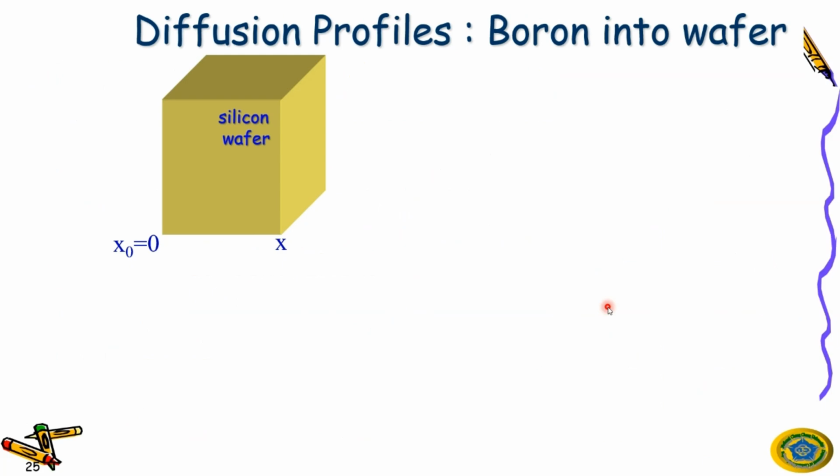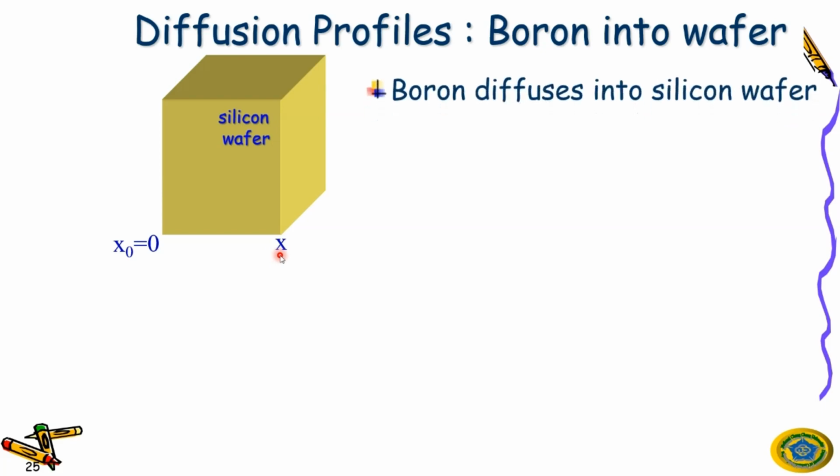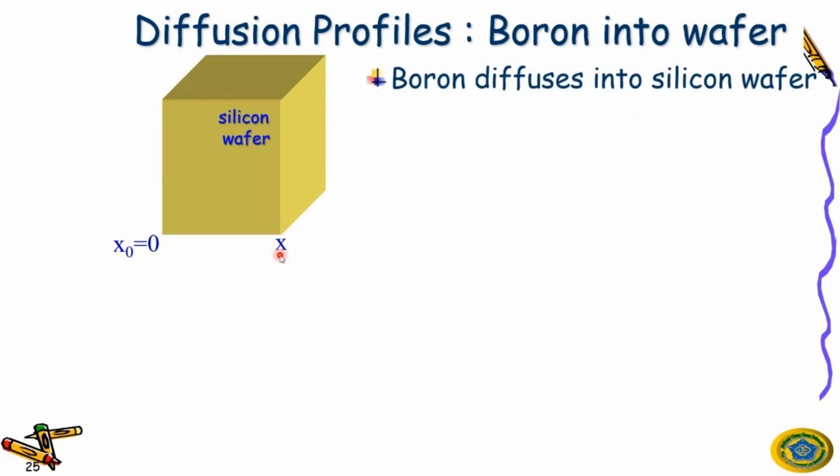So let's make an example for you to have a better understanding. This is diffusion profiles. We use boron into the wafer. So this is a silicon wafer, and here is the distance from 0 to distance x. The boron diffuses into the silicon wafer. If you put boron on the surface, the boron will diffuse from the left to the right. This is called diffusion. Of course, we increase the temperature. That's why diffusion occurred.